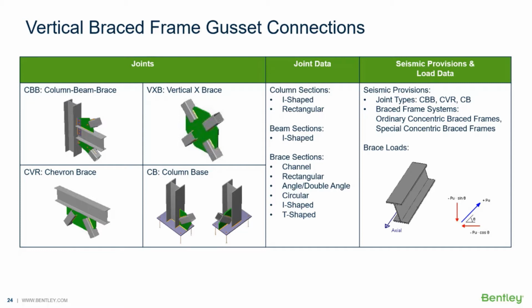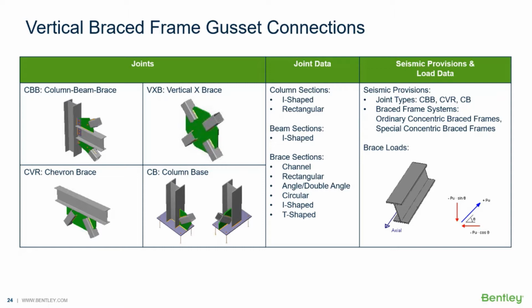RAM Connections Standalone is used for the design and detailing of steel connections. It can design individual shear, moment, brace, splice, and truss connection types to a variety of different steel design codes. In this series of videos, we will be focusing our attention on the steel connection workflow for designing gusset connections for a variety of different vertical bracing situations.